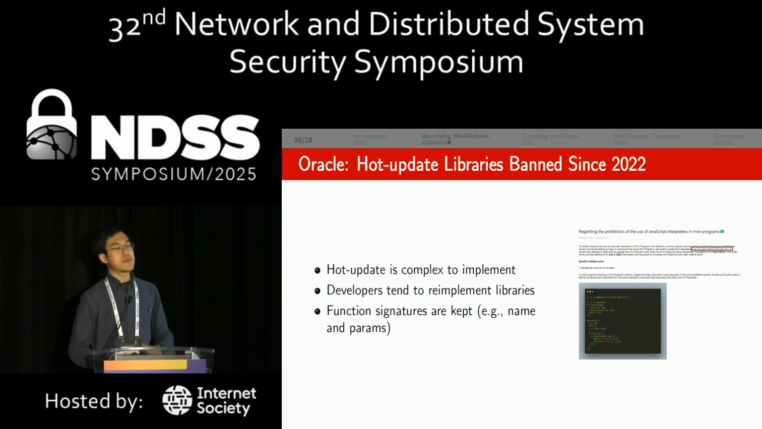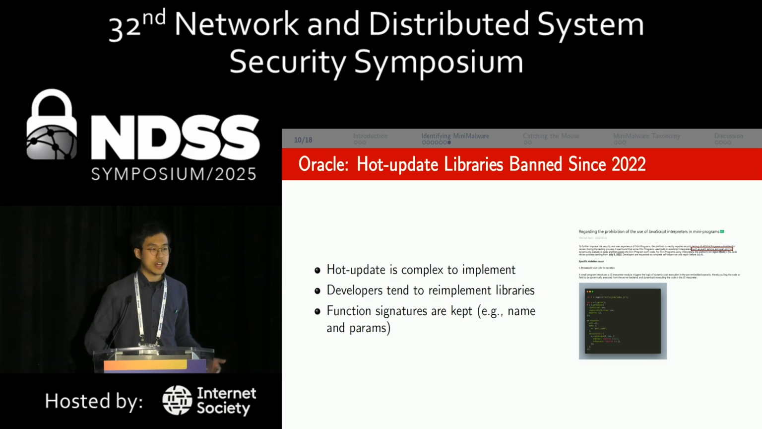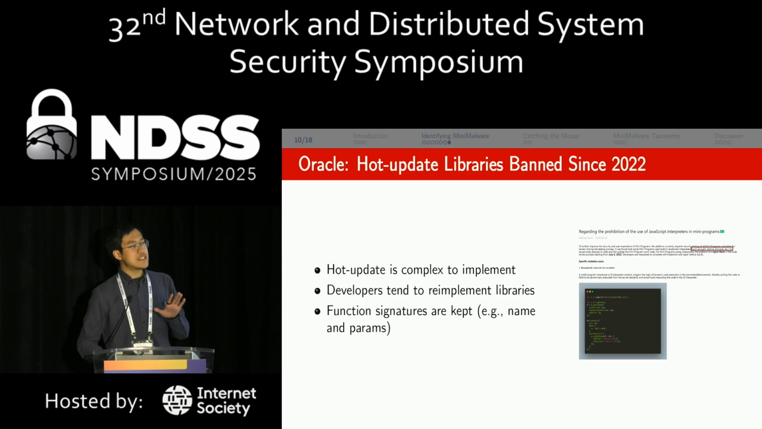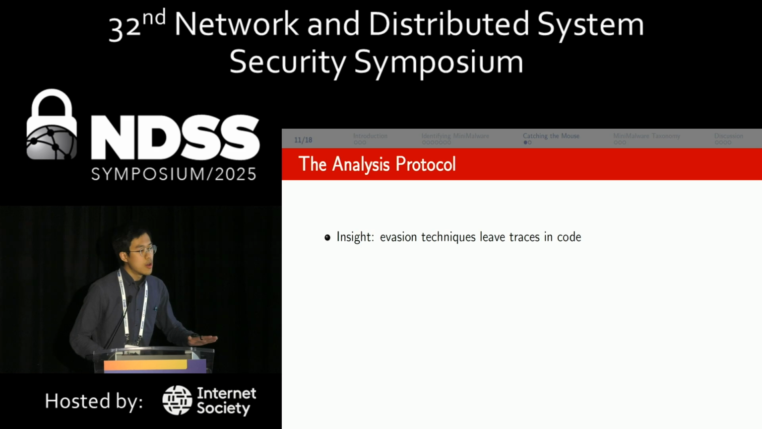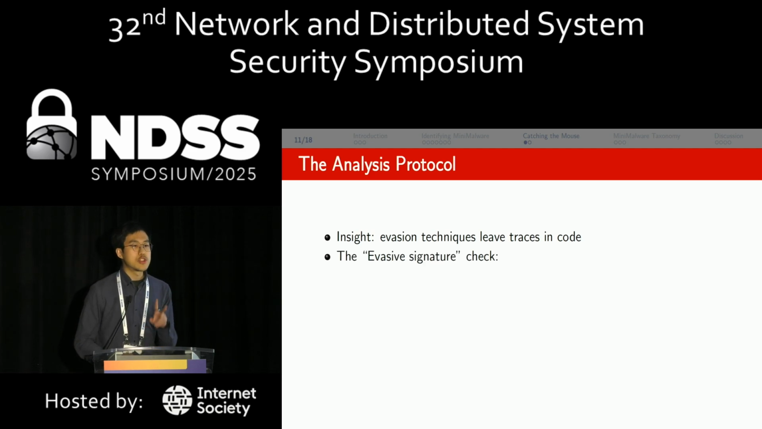Developers tend to re-implement things using their habits, like different API invocation routines. So the function signatures are going to be kept in this case, and we are going to detect this. The analysis protocol is the insight. Both of these evasion techniques leave traces in code, as you see. And we do two different checks.